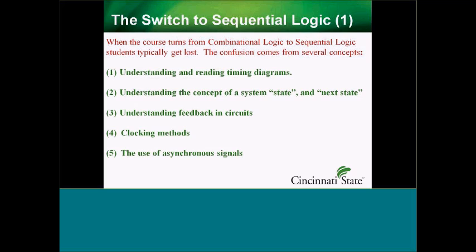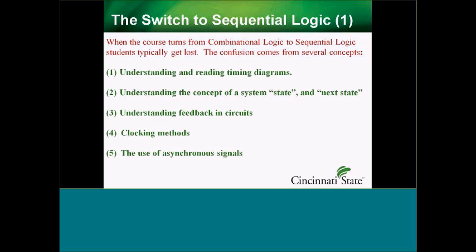Second, understanding the concept of a system state and the next state. They're used to outputs from a combinational logic circuit, but they're not used to referring to everything as a system state. What state is it in and where is it going next? So that's something that they have a hard time with. And I've got an example here I'll show you, which I think helps a lot.